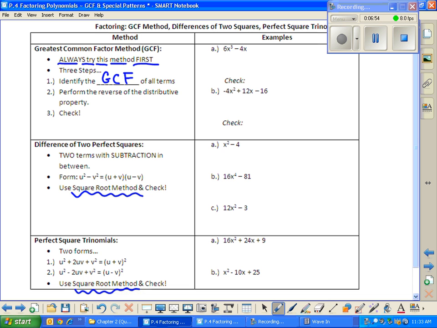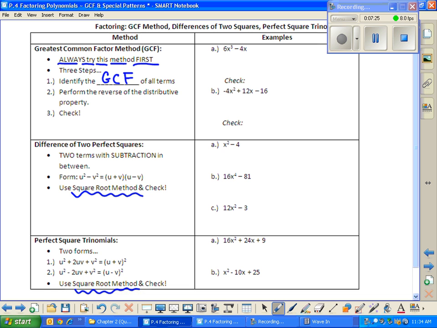You always have to try to take out a greatest common factor, because if it's in there and you try any other method that I teach you, it will mess up your day. So please make sure that you always try the greatest common factor method first. So as I said, step one is to identify what that common factor is, greatest common factor no less. Identify what that greatest common factor is between your terms. Step two is to perform sort of the reverse of the distributive property. And then the third step is to check. So giddy up, let's do it.